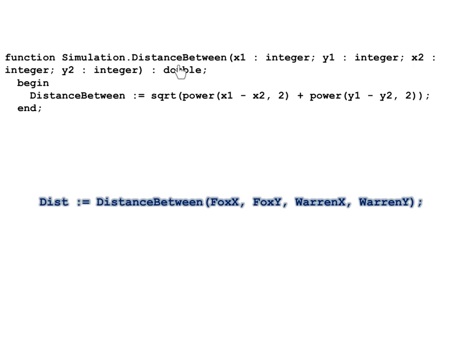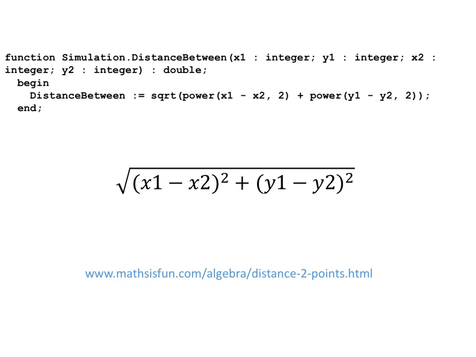This is the code for the distance between method. It belongs to the simulation class. It takes the fox's coordinates as x1 and y1, and it takes the warren's coordinates as x2 and y2. It works out the distance between the two coordinates, which is what's going on here. You can see that the value that gets calculated then gets assigned to distance between. This being the name of the function means that this is the return value. In case you're wondering, this is the formula that's being used. It's the distance formula. You might remember it from your GCSE maths lessons. If you need to know how it works, go to this URL.